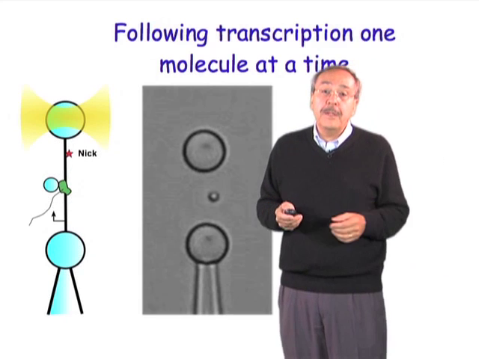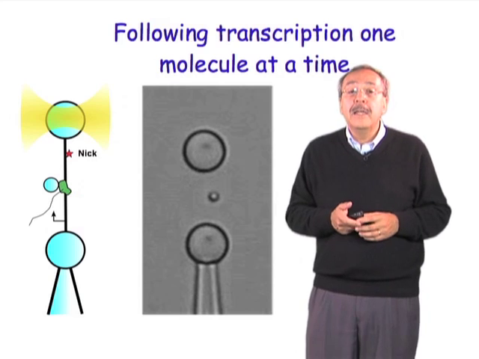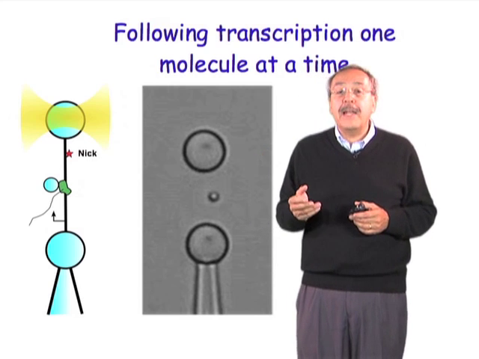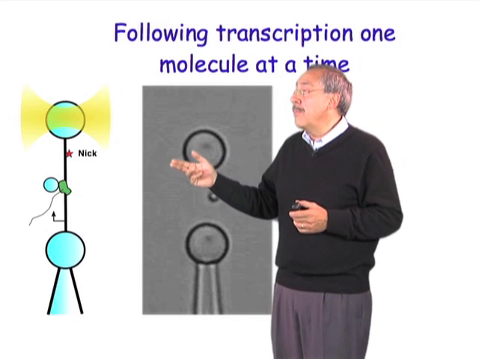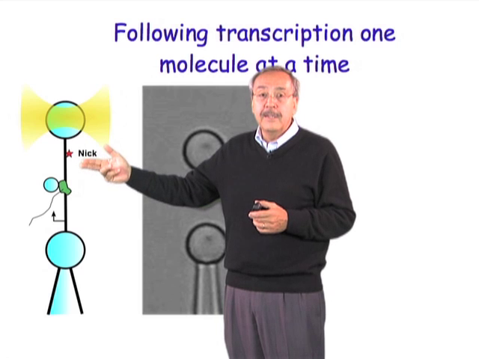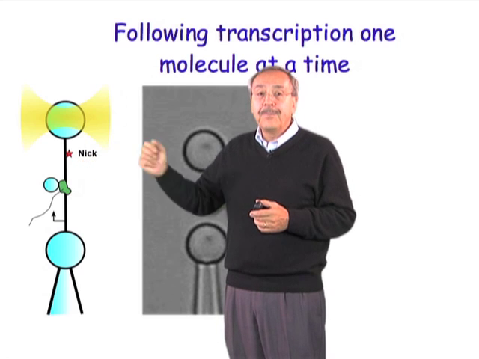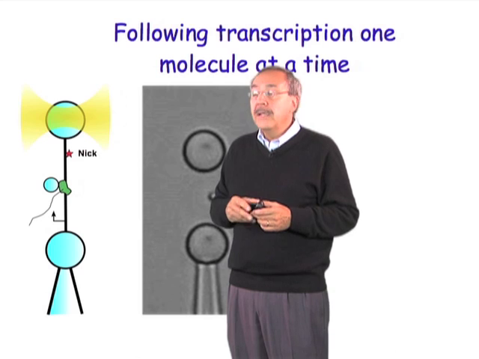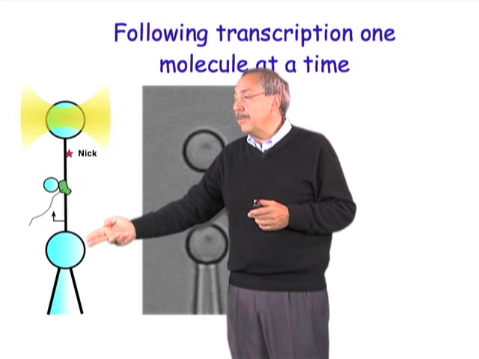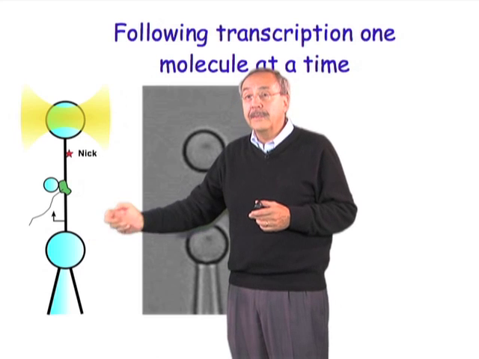Here is another experiment where we have changed things slightly. We are still studying transcription one molecule at a time, but now we have a molecule of DNA attached between two beads, as indicated here in this slide, and one of the beads is kept in an optical trap. The other bead is, as before, atop a micropipette, right?